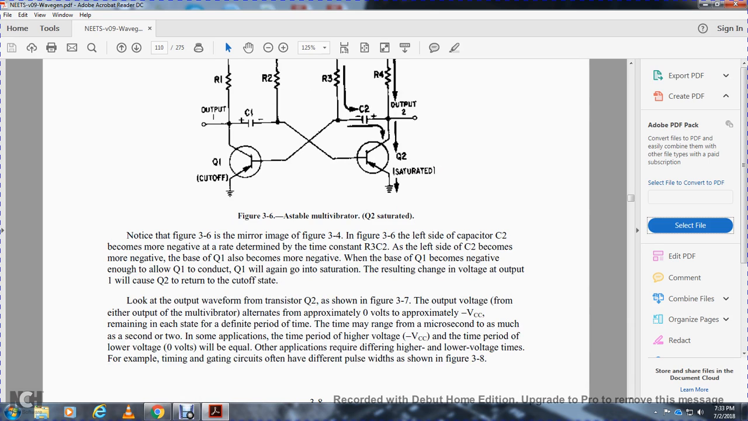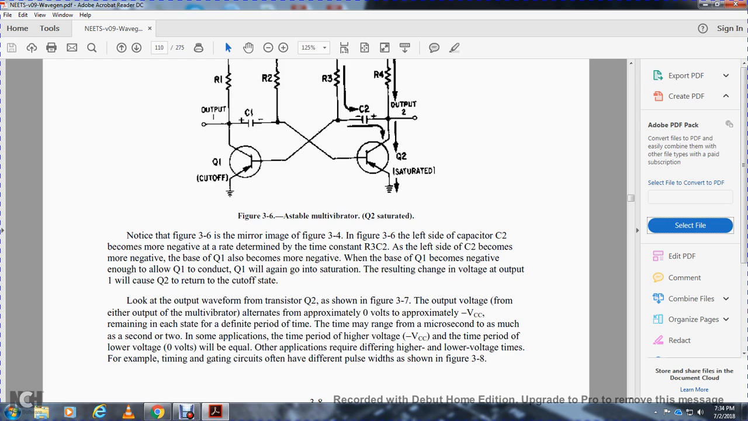Look at the output waveform of transistor 2, shown in figure 3.7. The output voltage from either output of the multivibrator alternates between approximately 0 volts and approximately the negative collector voltage. It remains at each state for a definite period of time, which may range from microseconds to a second or two. In some applications the time period at the higher collector voltage and at the lower, 0-volt level will be equal, while other applications require different higher and lower voltage times.